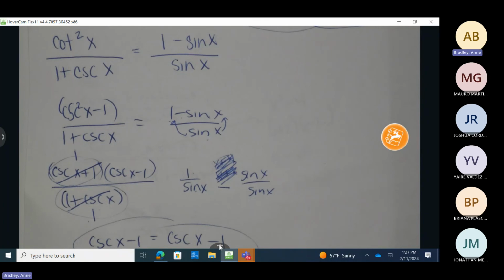For those that are still with me, can you give me a 1, 2, or 3 based on your understanding of this particular problem? 1, 2, or 3, please.